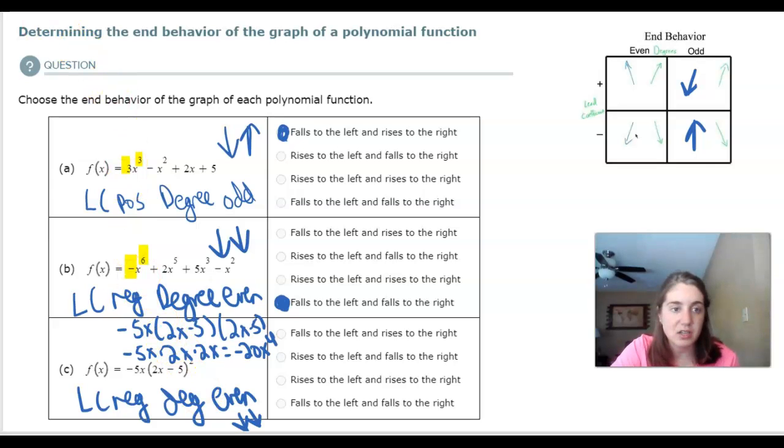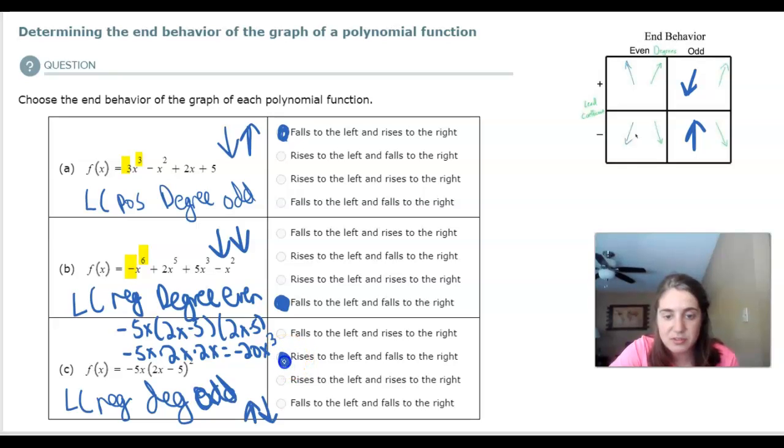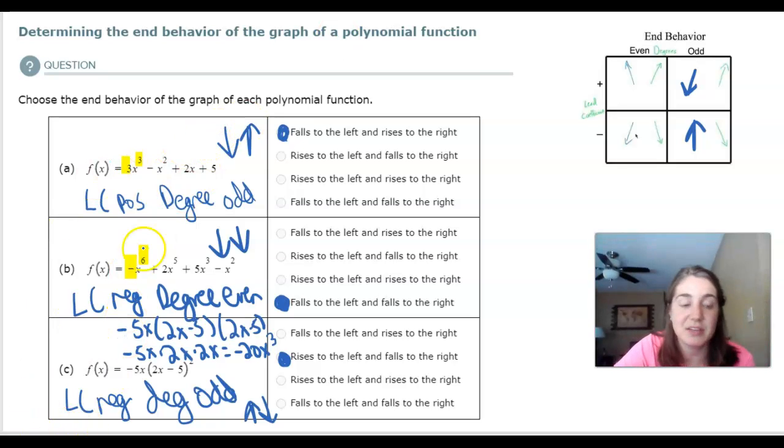I made a mistake. Our degree would be to the third. We have x times x times x, which makes this to the third. So my leading coefficient is negative. My degree is odd. So negative odd is up, down, or rises and falls. So it'd be that. So this is how we classify polynomials. You want to memorize that chart and have that chart handy. This is how we classify end behaviors of a polynomial.